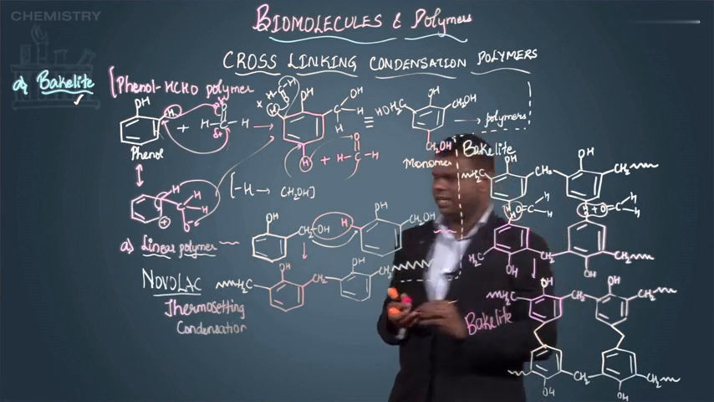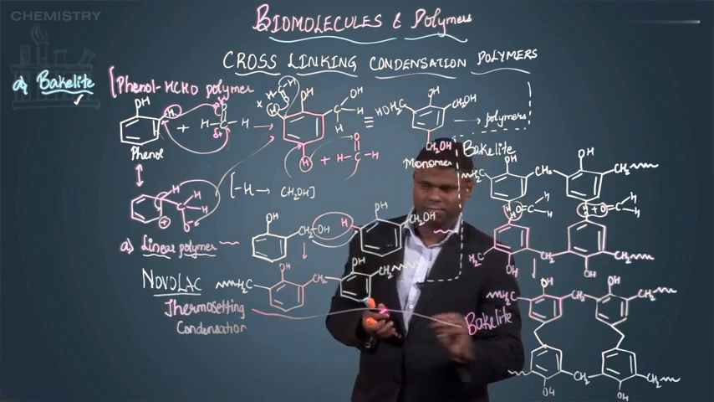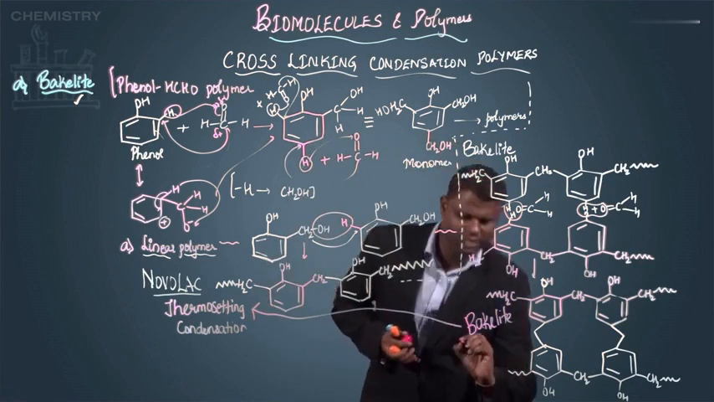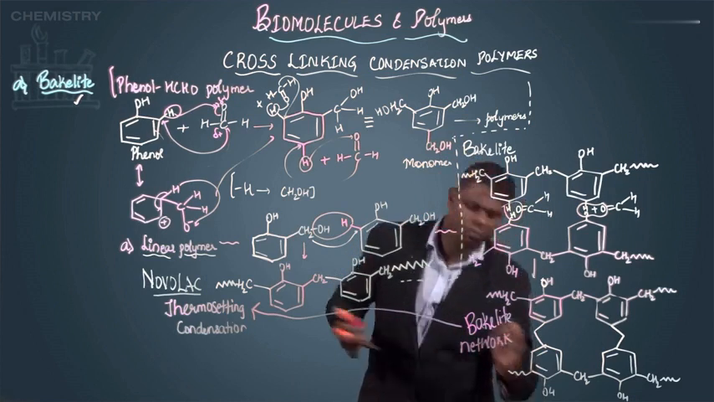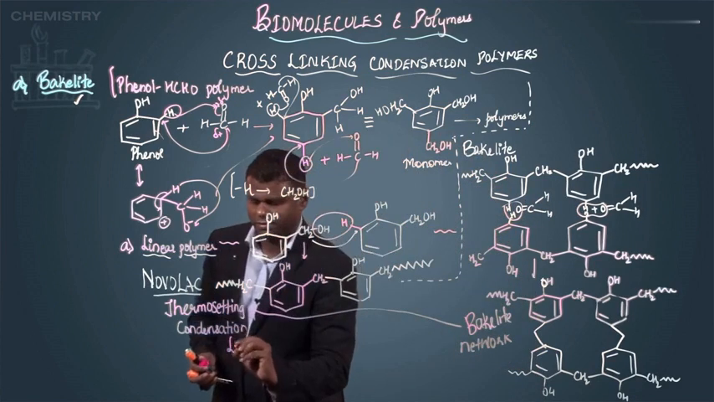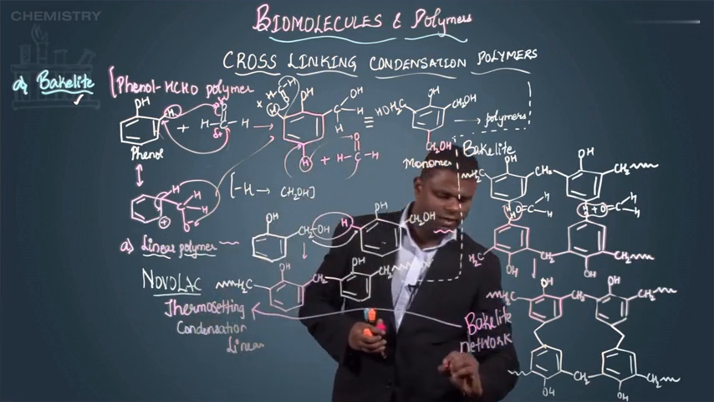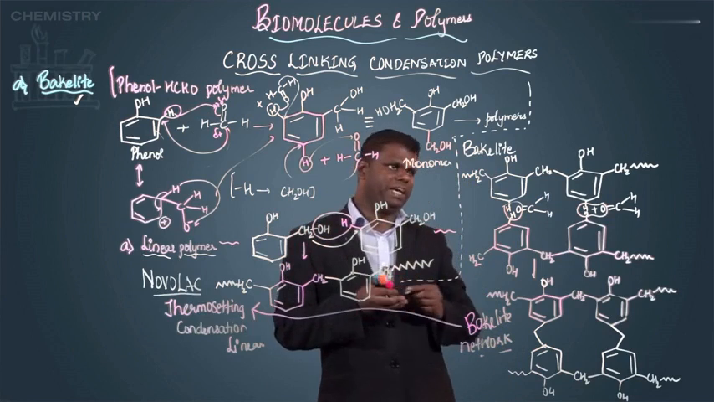Again, the properties are similar. It's a thermosetting polymer, it's a condensation polymer, it's a network polymer. This was a linear polymer. This is, you could say, a network or a branched polymer. So this was about bakelite.